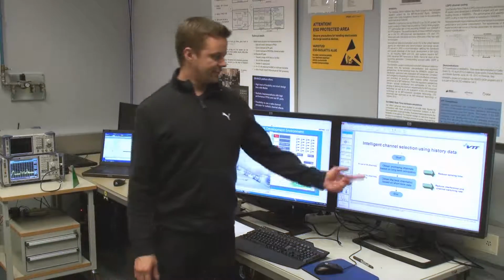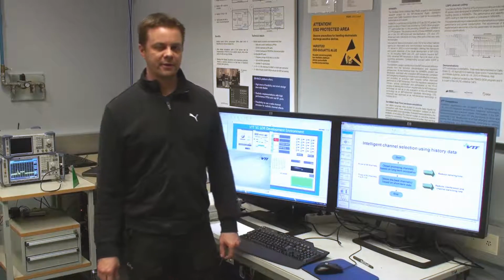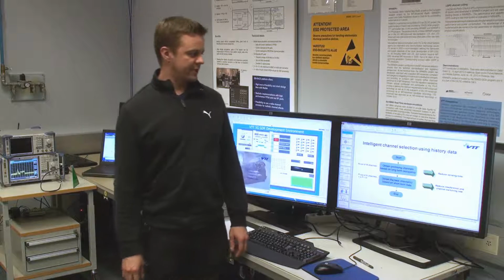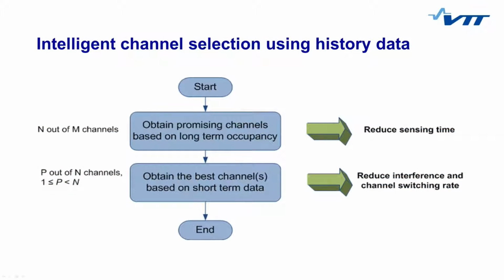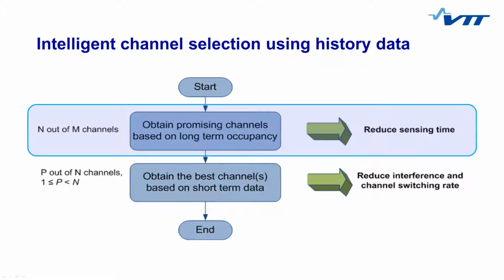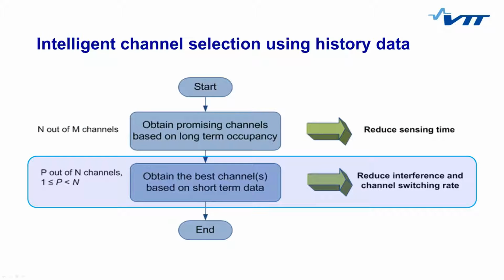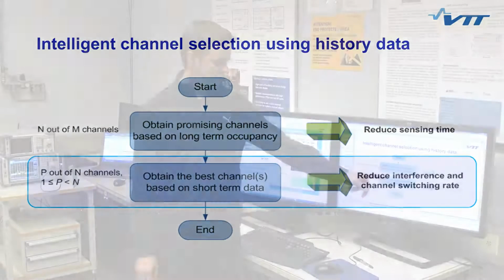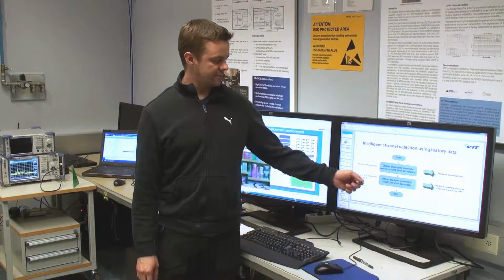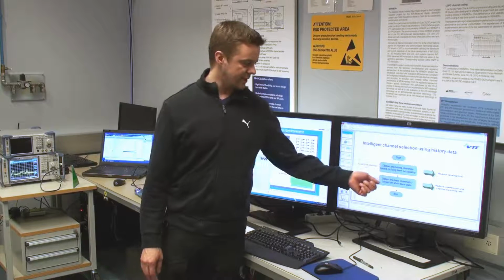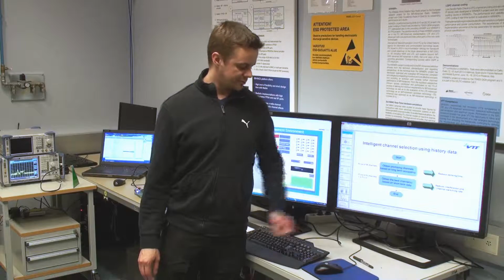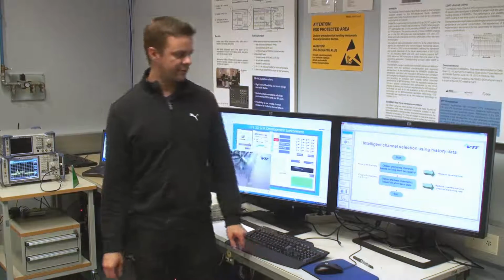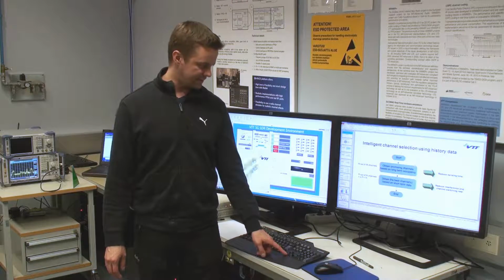This is the simplistic view of VTT's patent-pending algorithm we are going to use for the channel selection. First, we are going to use the long-term information to select a set of channels to be further investigated in short term. The long-term information pre-selection reduces sensing time, and then this short-term information reduces both interference and channel switching rate.